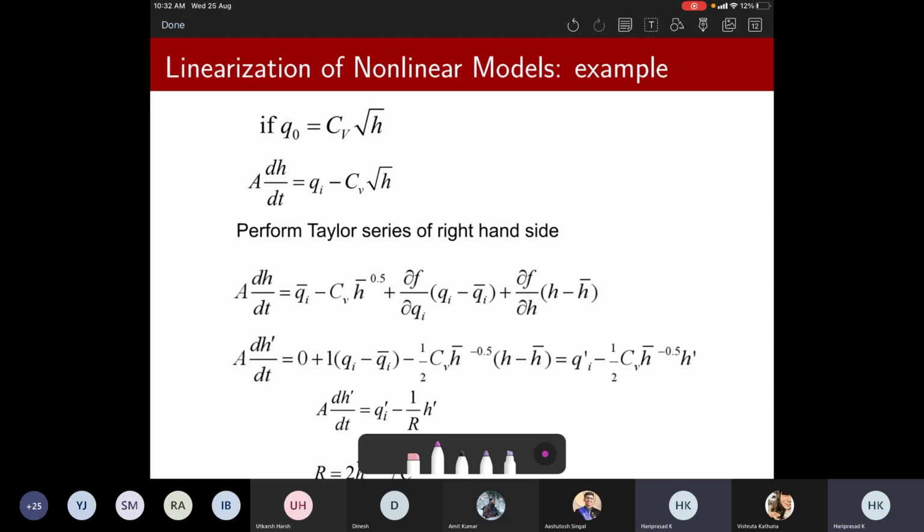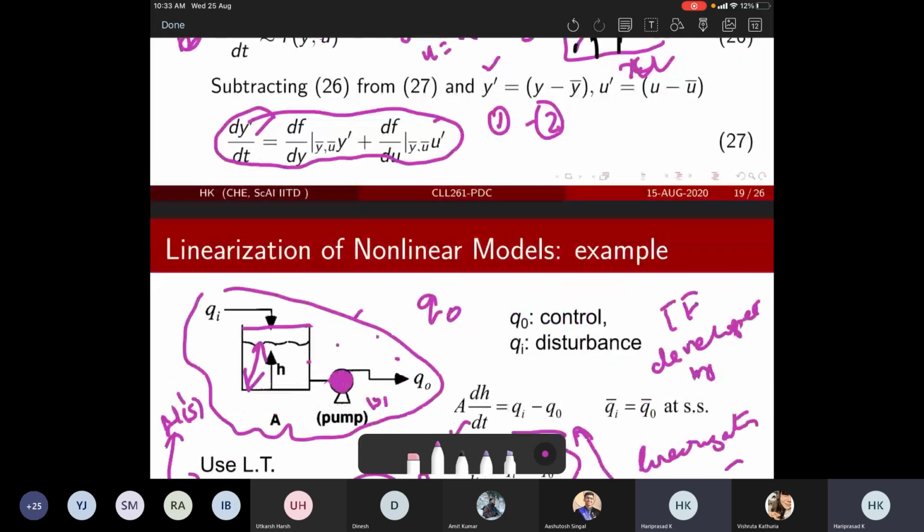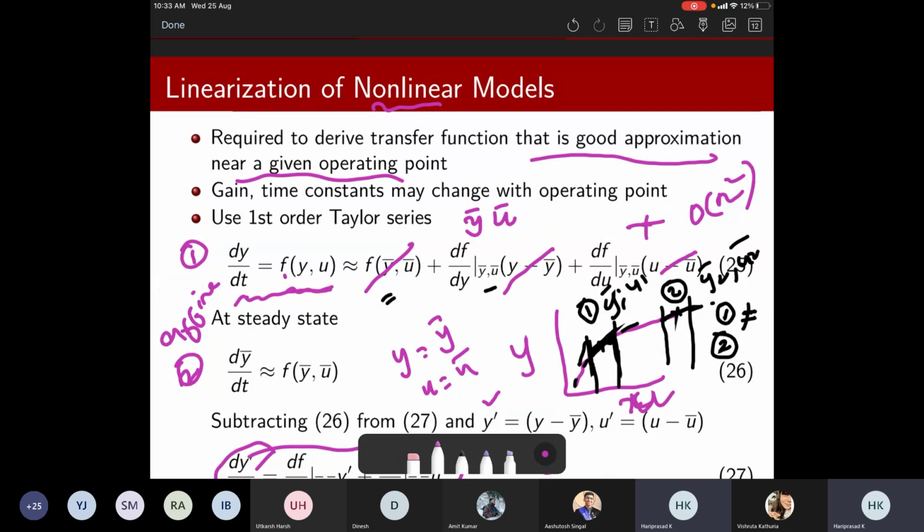Now let's see when things become non-linear, if Q naught becomes Cv times root h. So A dh/dt is equal to Qi minus Cv times root h. Here there is some difficulty. We may not be able to take the Laplace transform as we have done previously. So we will do the Taylor series linearization on the right hand side. How did we do the Taylor series linearization? If you look at this expression, dy/dt would stay as it is. f of y comma u is what is going to get expanded. So dy/dt is equal to f of y bar, u bar, plus df/dy times y minus y bar, plus df/du times u minus u bar.